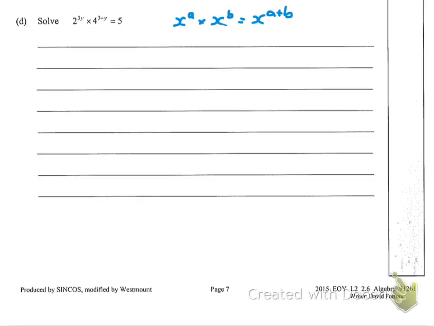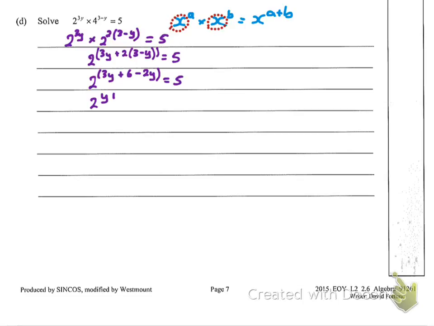Here we're going to solve. We have powers here. Notice that when we have the same base, we can add the powers. Now the one on the left doesn't have the same base. One is base 2, one is base 4. But we know that 4 is 2 squared, so what I'm going to do is change that 4 to 2 squared. That gives me 2 to the 3y times 2 squared to the 3 minus y. Now I can join my powers together, and I can find that the power is y plus 6.